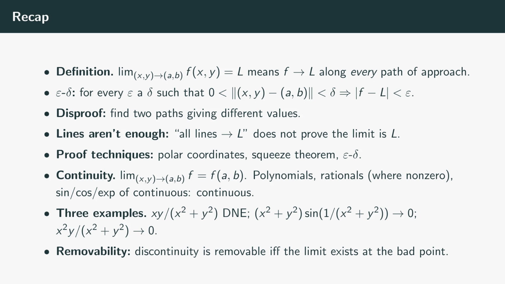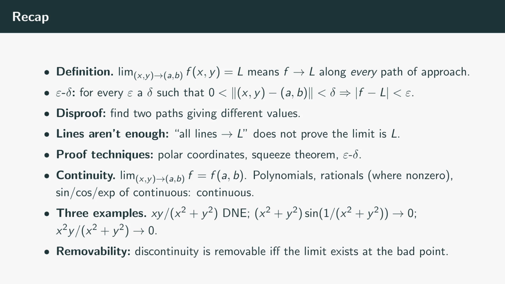Example, the quantity (x squared plus y squared) times the sine of 1 over (x squared plus y squared) is bounded by r squared, so it squeezes to 0. Example, x squared y over x squared plus y squared in polar form becomes r times cosine squared theta sine theta, bounded by r, so it also tends to 0.